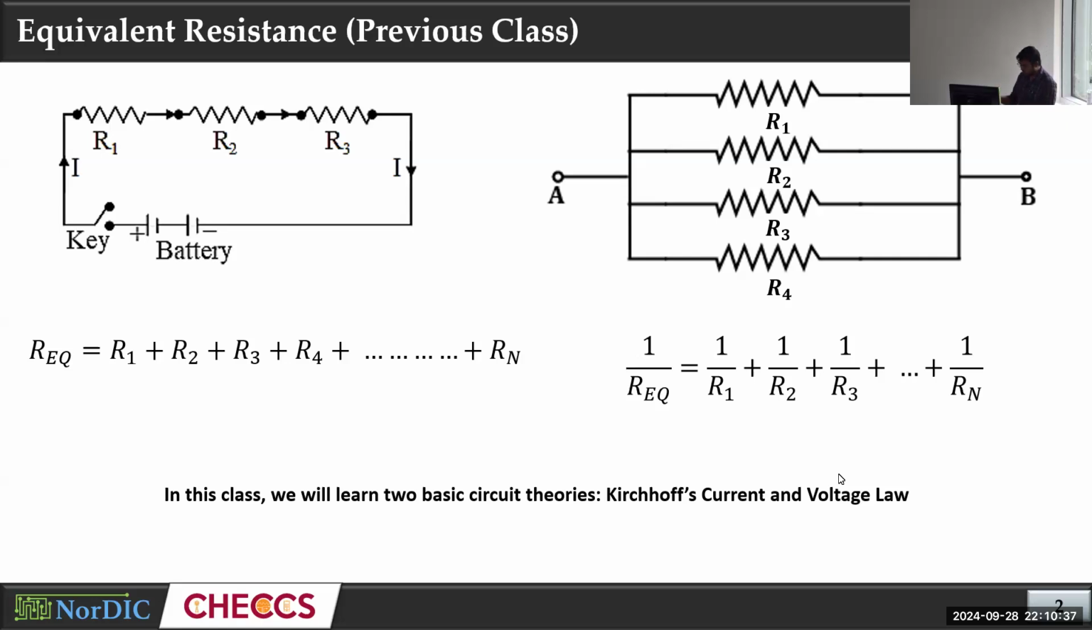So with that, we learn today two more basic theories, which are known as Kirchhoff's current law. There are many pronunciations to that name. Like you will hear Kirchhoff, Kirchhoff, Kirchhoff. These are the mostly used pronunciations of the name, but the most famous way to refer to these laws is KCL, Kirchhoff's current law, and KVL, Kirchhoff's voltage law.